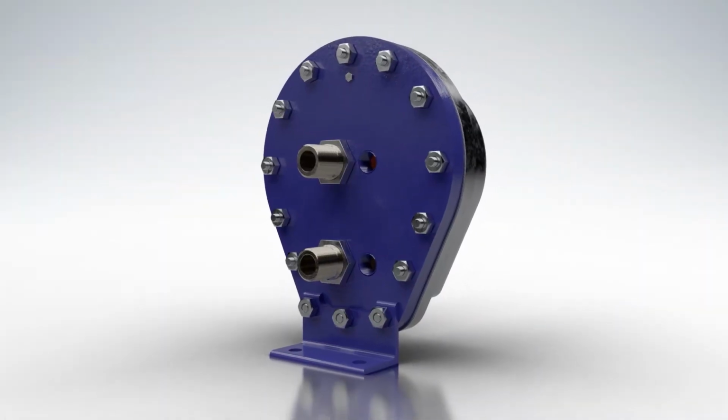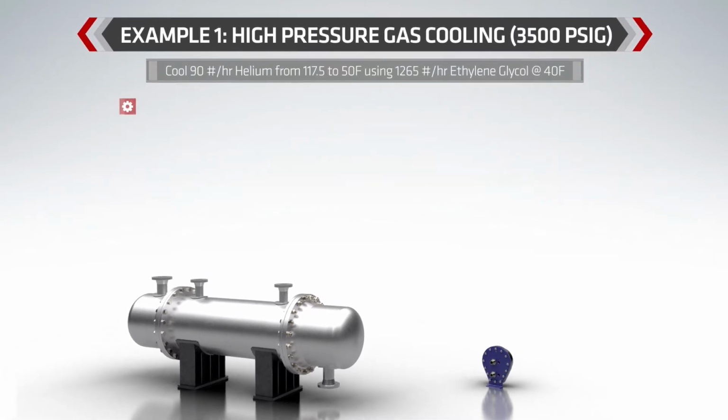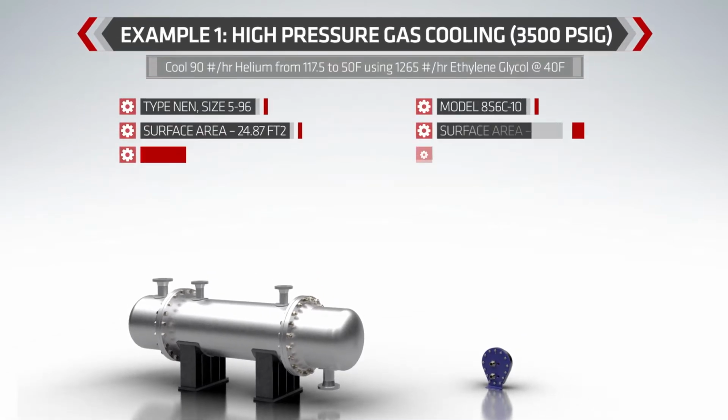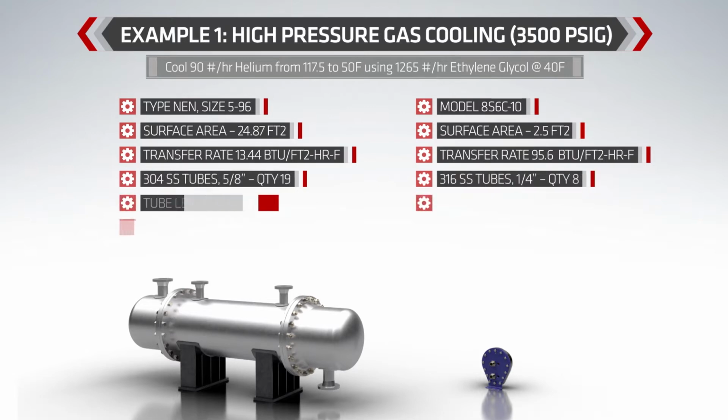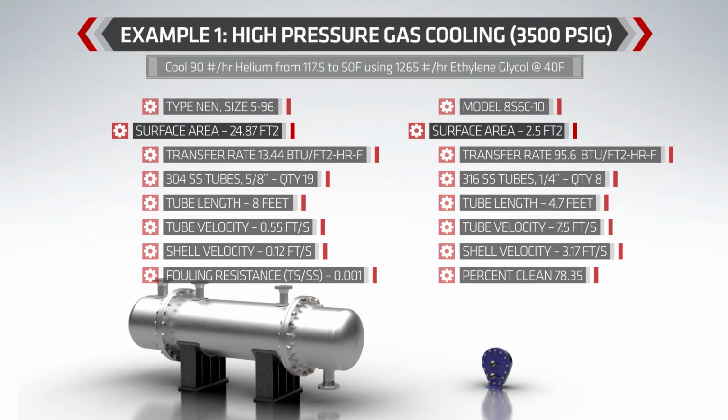Imagine a high-pressure gas cooling application with a requirement to cool 90 pounds per hour of helium gas at 3500 psig from 117.5 degrees Fahrenheit to 50 degrees Fahrenheit using 2.5 GPM of ethylene glycol at 40 degrees Fahrenheit. When you compare the Heliflow heat exchanger to a standard shell and tube heat exchanger, you see that the Heliflow requires much less surface area than the shell and tube. The Heliflow, 2.5 square feet, is much smaller than the straight shell and tube, 24.87 square feet.